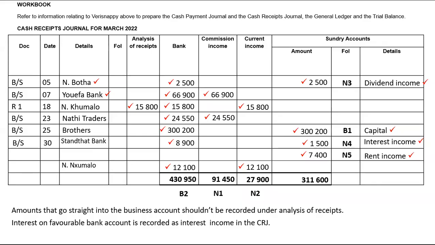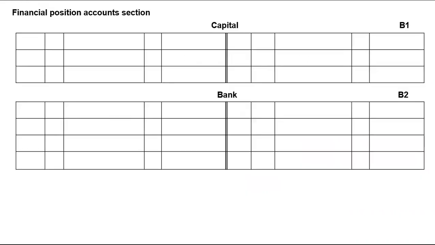Now, how did I name all of these? You will note that your general ledger is divided into two parts, the first being the financial position accounts section. Under it, the first account is named B1, which stands for balance sheet account 1. The second account, which is bank, is named B2, which stands for balance sheet account 2. The statement of financial position is the same as your balance sheet.